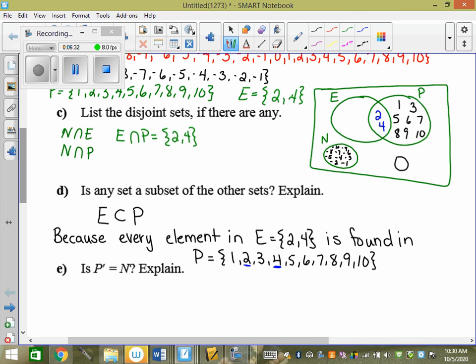To show that both of those are in it. Okay? Is not P equal to N? Trick question. It's not. Why? Because it's 0. Exactly.